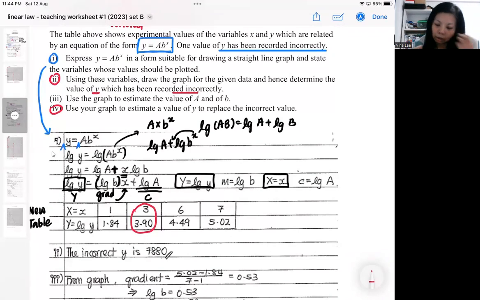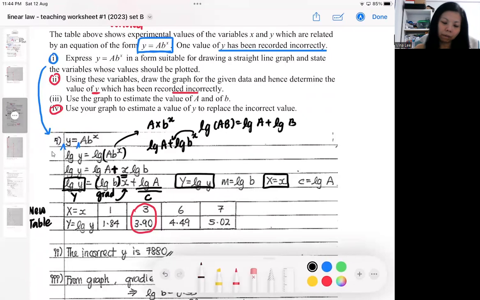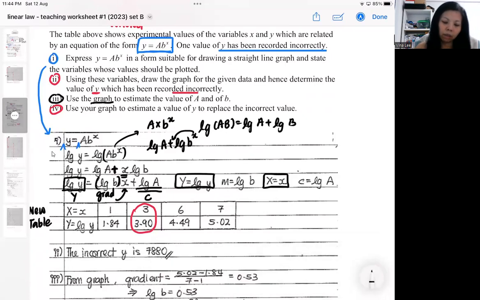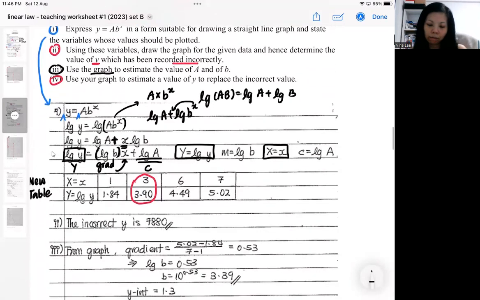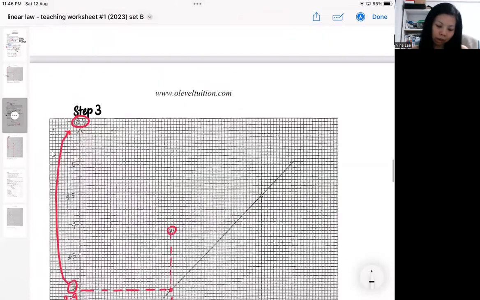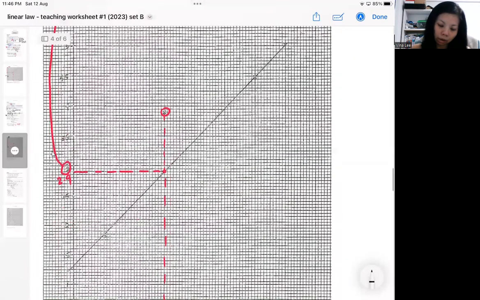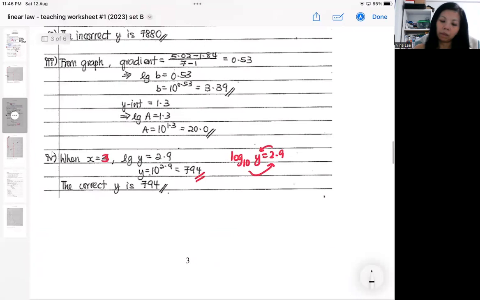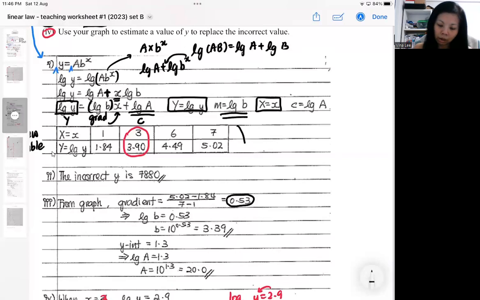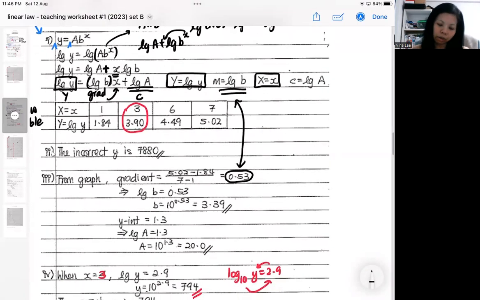Then the next part that I have not gone through, part 3: I'm supposed to use my graph to determine A and B. What should you do? Get the gradient from the graph. Get any 2 points and calculate the gradient. So I managed to get this gradient, and this gradient is representing LGB. So it's representing log B. Again, I switch the log out, and I will get 10 to the power 0.53.